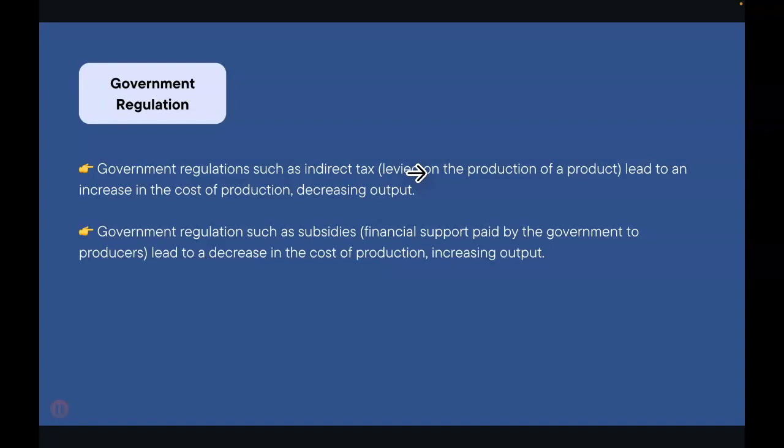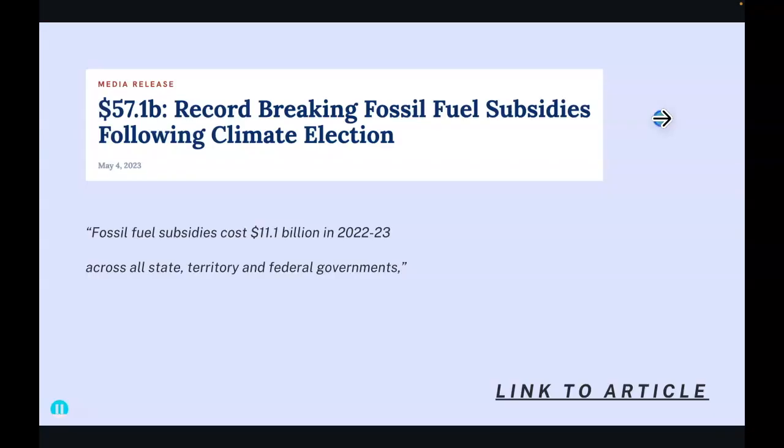And then the opposite argument is that if you receive a subsidy, so financial support paid by the government to a producer, it should lead to a decrease in the cost of production, which will ultimately increase your output. So when you see the words government regulation, just be ready with indirect tax or subsidies, depending on the argument.